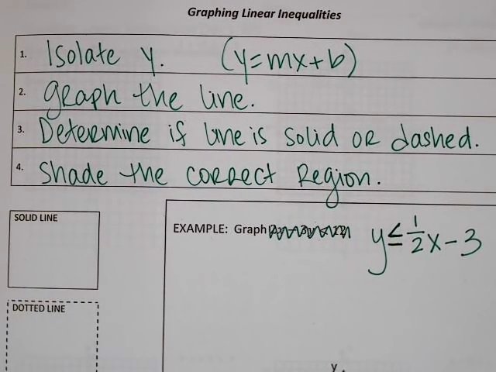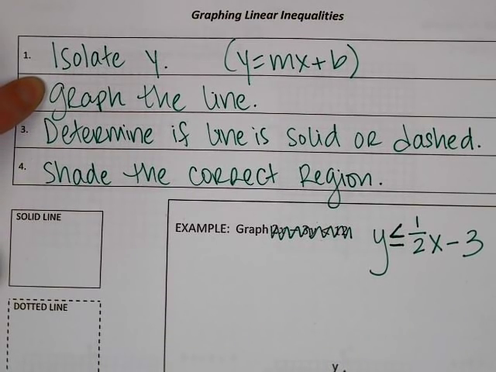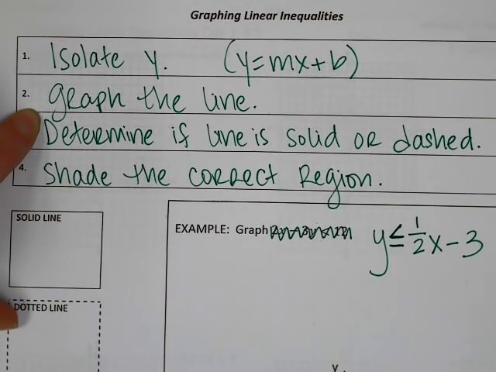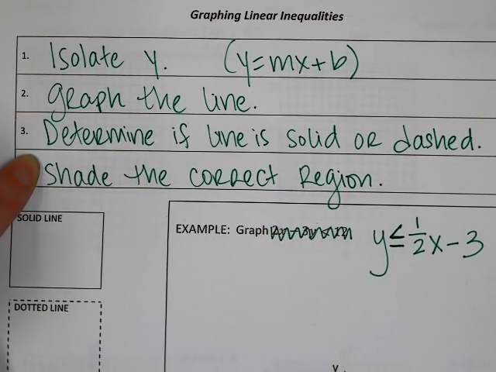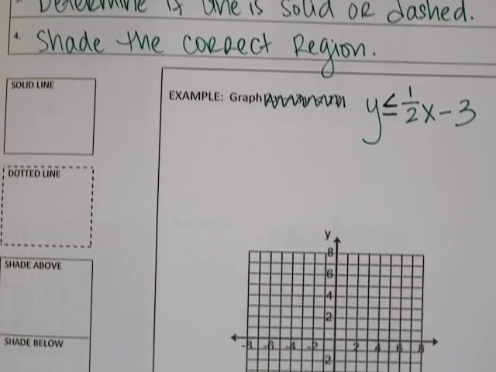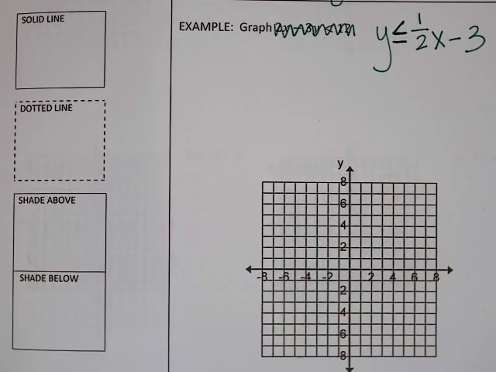And we'll talk about that too. All right, so isolate y, graph the line, determine if it's solid or dashed, and then shade the correct region. So let me talk you guys through one of these.